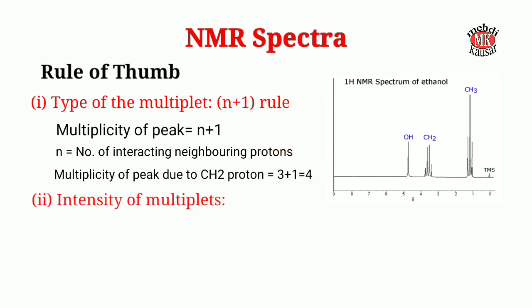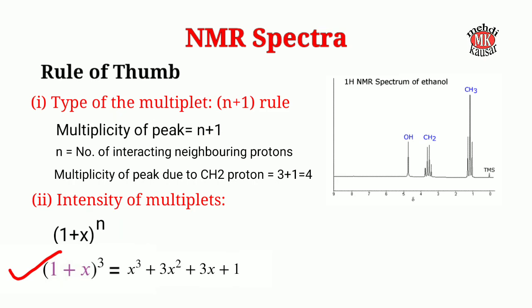The second rule is that the intensities of the multiplets can be obtained from the coefficients of the binomial expression 1 plus x whole to the power n, where n is the number of equivalent protons. For example, in the methylene proton, that is the CH2 proton, the coefficients of 1 plus x whole to the power 3 are 1, 3, 3, 1. Hence the relative intensities are 1:3:3:1. So using these two rules we can predict the splitting pattern of the signals obtained in the NMR spectra of a molecule.